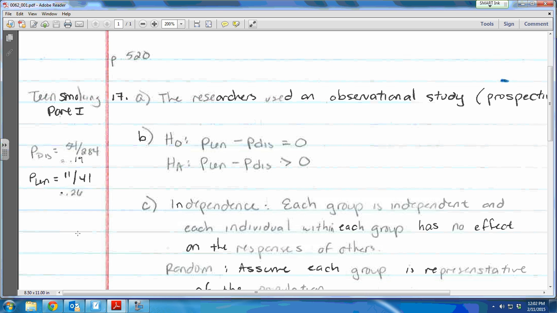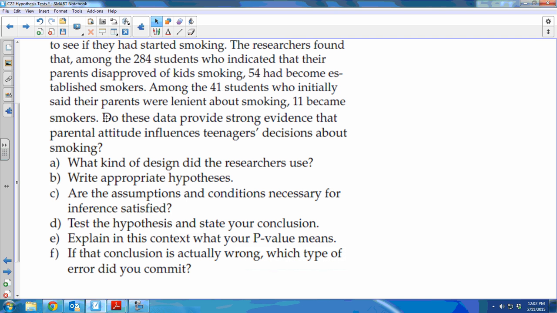So is everyone okay with my null hypothesis? Lenient minus disapproving equals 0. Now, I can see the alternative going two ways. I did greater than, because I'm looking at my sample proportions, right? And lenient minus disapproving should be greater than 0. That's where I got the greater from. But if you go back to the question, it just says, do these data provide strong evidence that parental attitude influences teenagers' decisions about smoking? So I could see where it could just be not equal to as well. All right, I could see it going both ways.